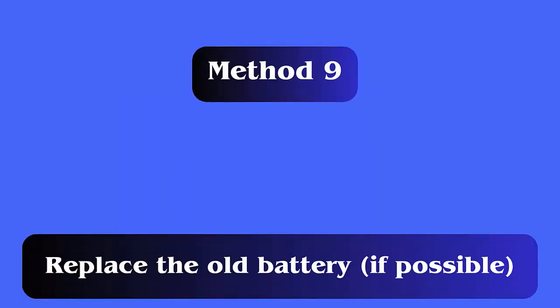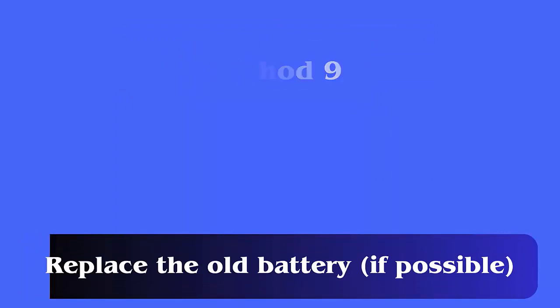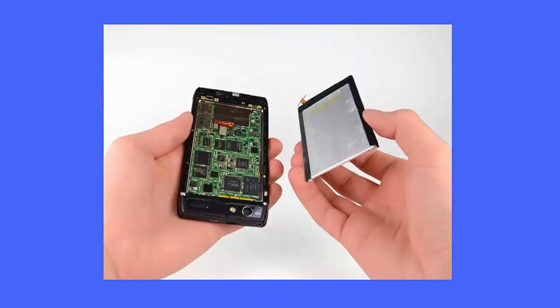Method 9. Replace the old battery, if possible. When your phone's battery becomes old, then also it shows poor performance. In that case, you should change your battery to a new one if possible, as nowadays, non-removable batteries are available.